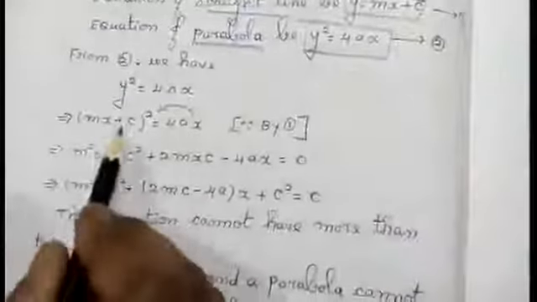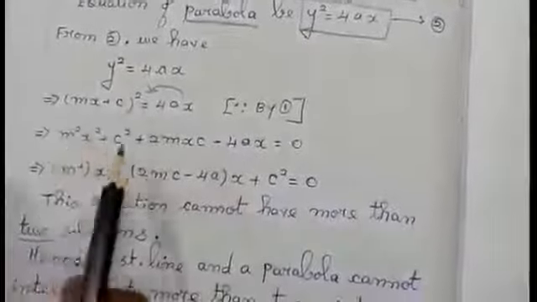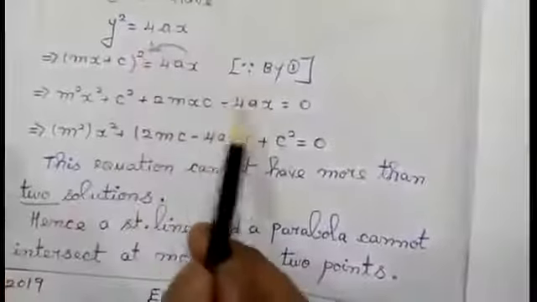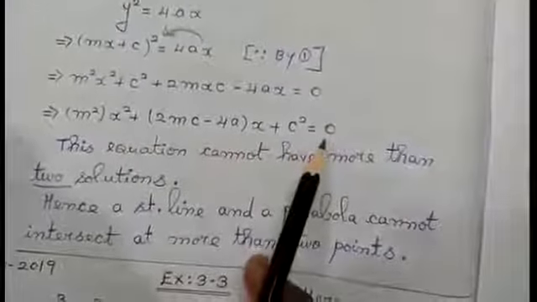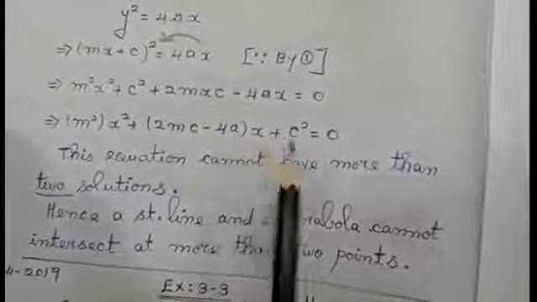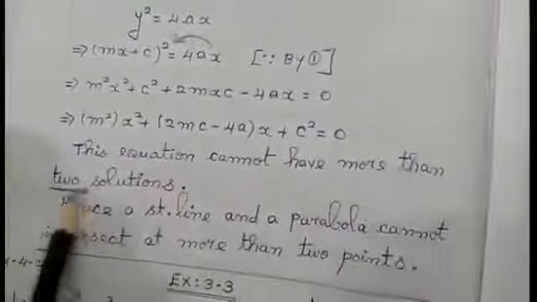I'm going to use the a plus b whole square formula, that is a square plus b square plus 2ab. Algebraic calculation. I'm going to bring this 4ax to my left hand side, minus 4ax equal to 0. And I'm not going to simplify or find the final answer, students. I'm going to frame a quadratic equation, that is x square, x, constant equal to 0. If I get a quadratic equation, then I can say I will have only 2 roots. So this is a quadratic equation, and this equation cannot have more than 2 solutions, 2 points.